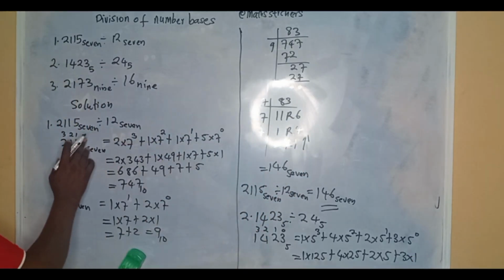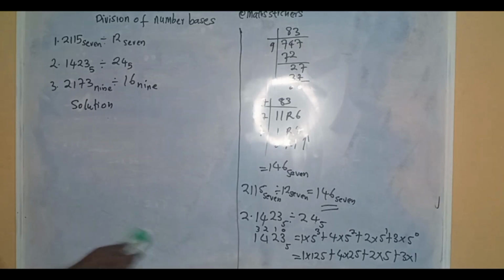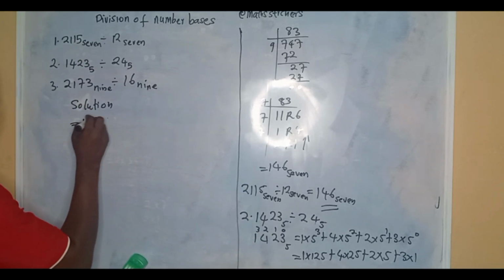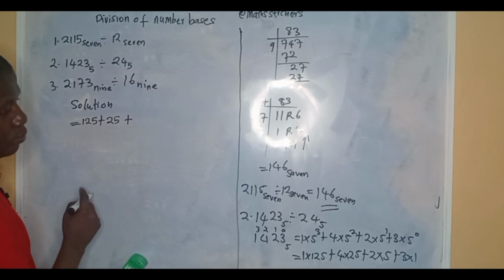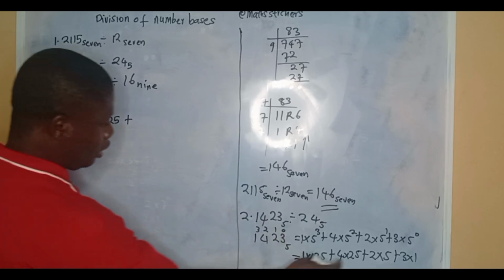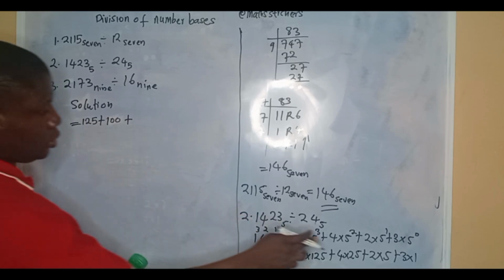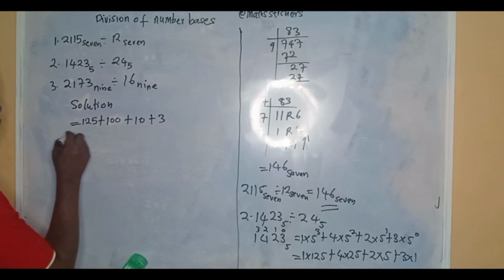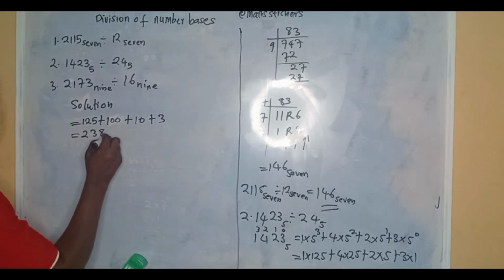Okay, so let's continue here. So that will give us 125 plus 100 plus 10 plus 3. And that will give us 238. This is in base 10.